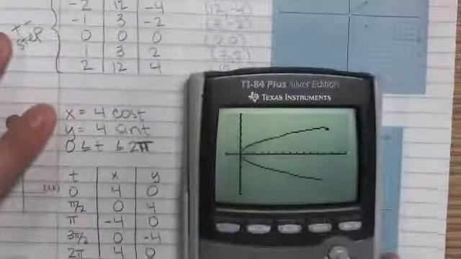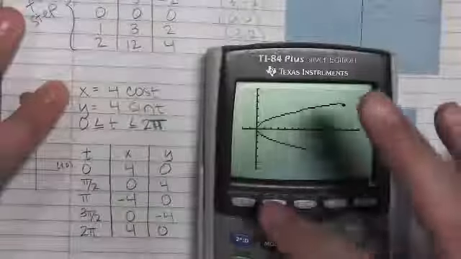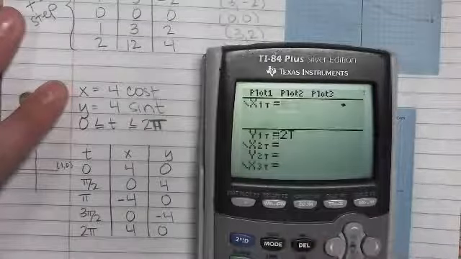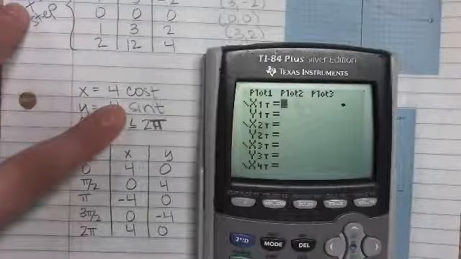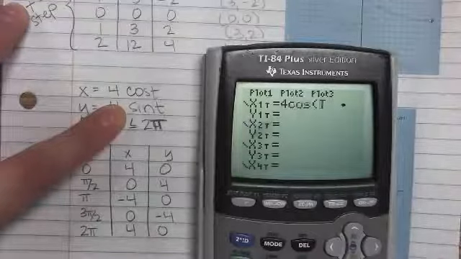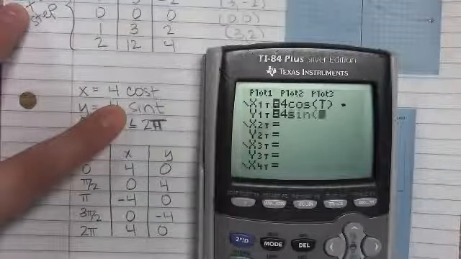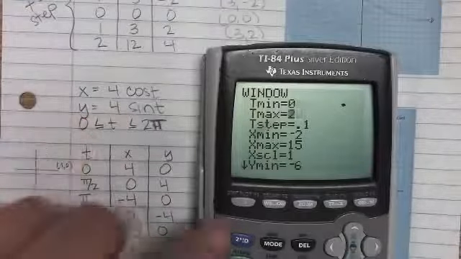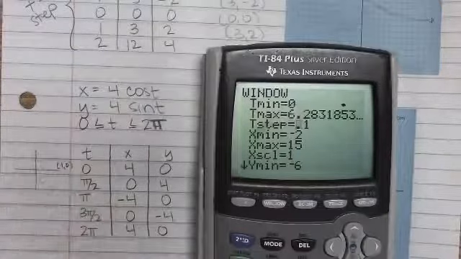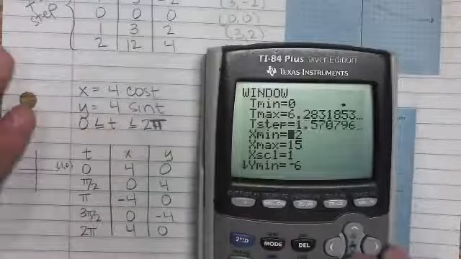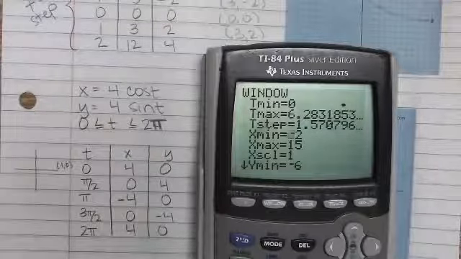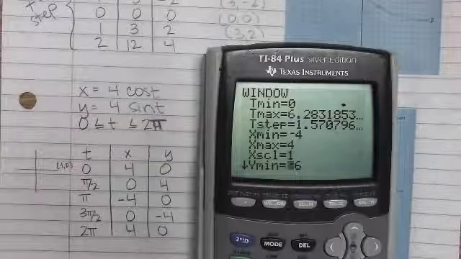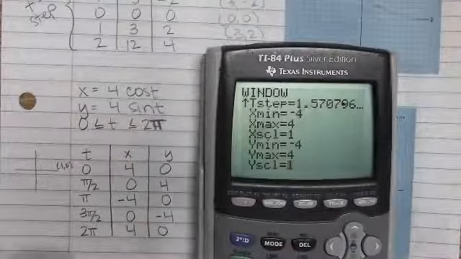Okay, so if we look over at this one, now I'm going to go ahead and plug this into my calculator. Delete, clear. So we've got 4 cos t and 4 sine t. And for the window, we're going from 0 to 2 pi. And we did this in terms of pi halves, which I think you might be able to imagine is probably not going to be the most accurate looking graph. But we shall see. So negative 4, 4, 1.